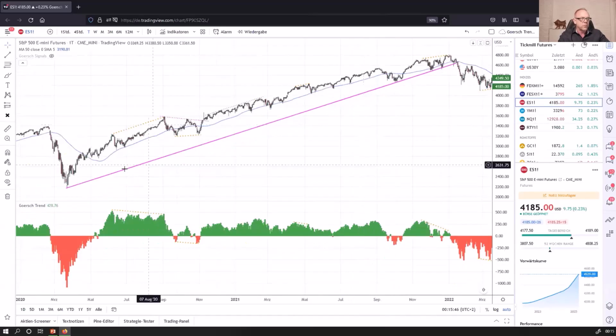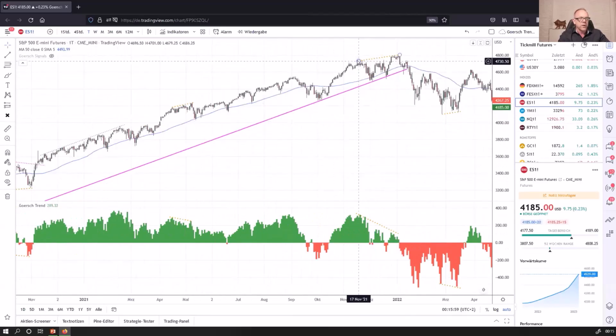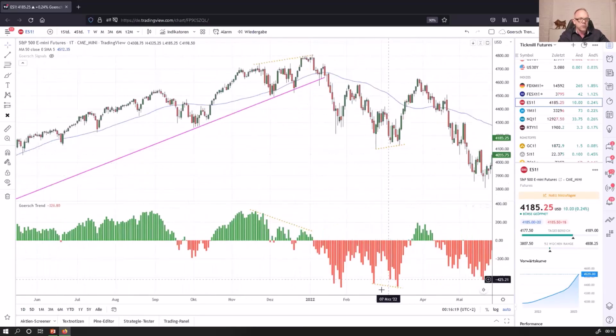You see, we have this big trend line here coming from the Corona lows, from the COVID lows here in March 2020, going up all the way until January 2022. We have this big divergence here. We see new highs in the price, no new highs in the indicator, so big divergence. And with this break of the trend line, Goersch Trend was already to the downside, so we were able to take the short side here. In this situation, bullish divergence in the Goersch Trend, we see the market is moving up again.